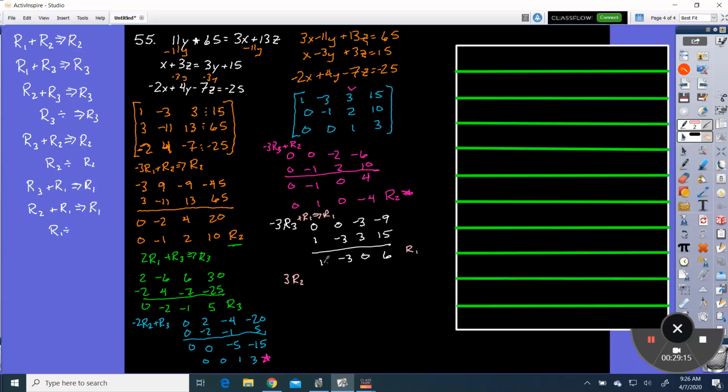So now I add 3 times row 2, which is that purple one: 0, 3, 0, negative 12. Add that to my row 1, which is right here. I don't really need to write it down again, but I will. So that's 1, 0, 0, negative 6. So I'm all done. 1, 0, 0, negative 6. Row 2 is 0, 1, 0, negative 4. Row 3, that other star, 0, 0, 1, 3.